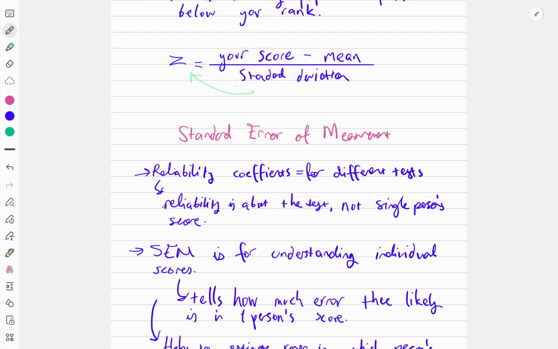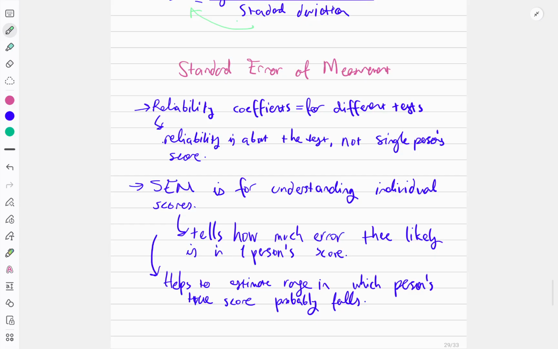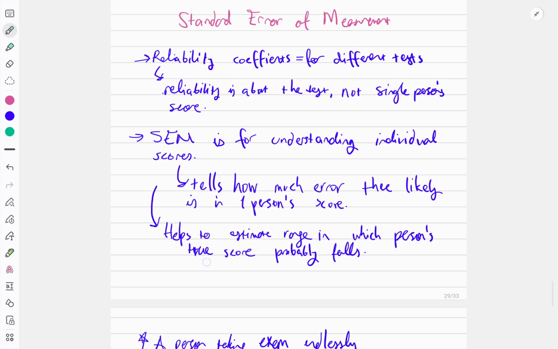Reliability coefficients, for example, are for different tests, and they are about the entire test. It's not about one single person's scores and where they likely fall. It's about the reliability of the entire test, and it's not about a single person's score. Whereas SEM is for understanding individual scores. It tells us how much error there likely is in one person's score. It helps to estimate the range in which a person's true score probably falls.